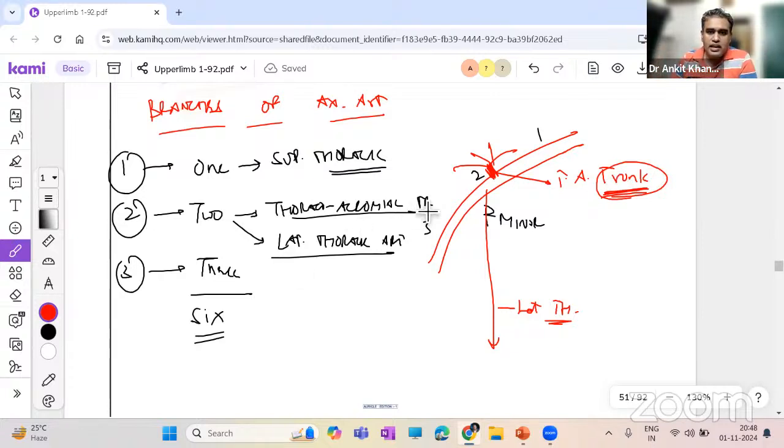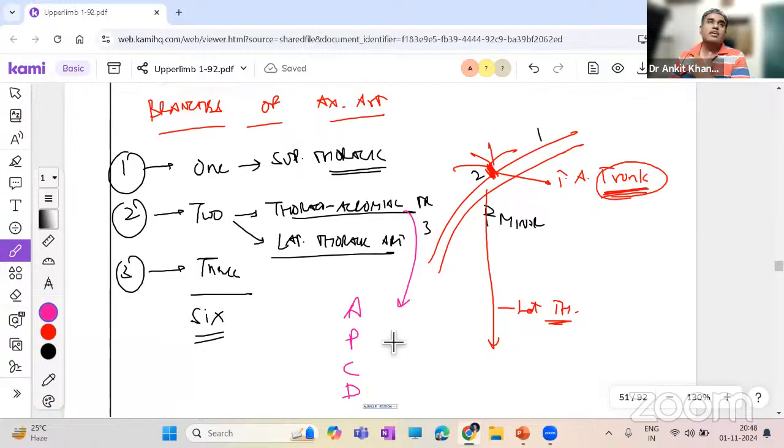And how to remember their names? There's a small trick I may share with you. The thoracoacromial trunk will divide into 4 branches, and they are known as APCD. The mnemonic is APCD, not ABCD, APCD. Notice, APCD, so it's complicated? There's no complication over here.